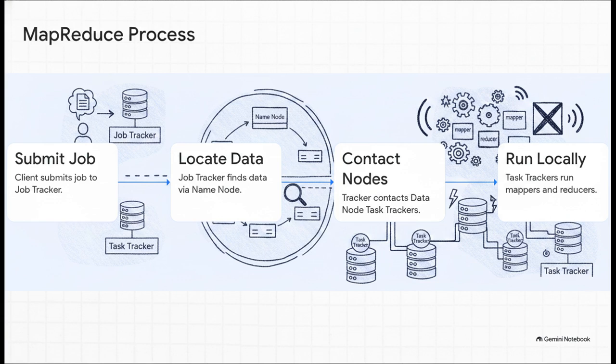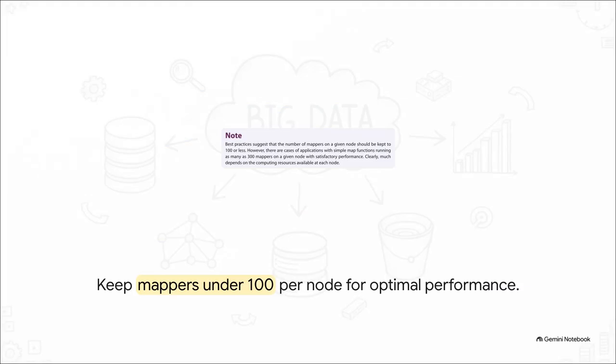Third, the job tracker contacts programs called task trackers that are sitting directly on those specific data nodes. And fourth, those task trackers spin up mappers and reducers to process the data right there, locally. It's a really perfect strategy to divide and conquer without crushing your network bandwidth. Here is a great note directly from your textbook regarding this process.